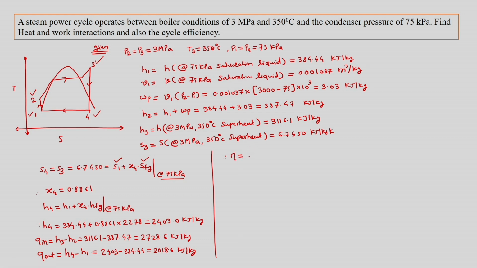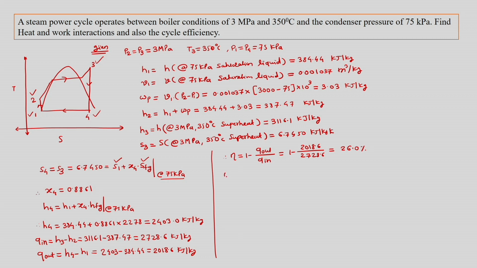This gives us all the numbers required to find out the thermal efficiency of the cycle, which is 1 minus Q out upon Q in. So which is 1 minus 2018.6 divided by 2728.6, and thermal efficiency would be 26%. So this is the value of thermal efficiency for the given example.